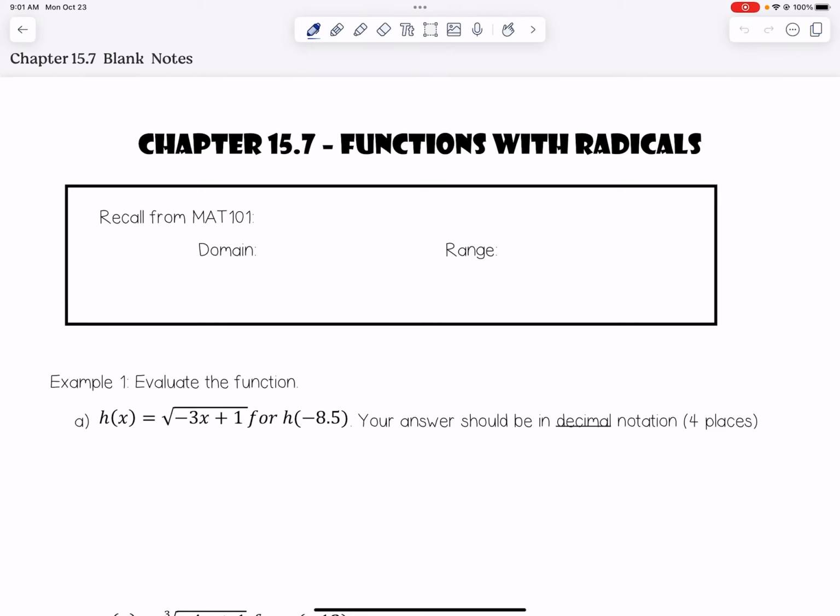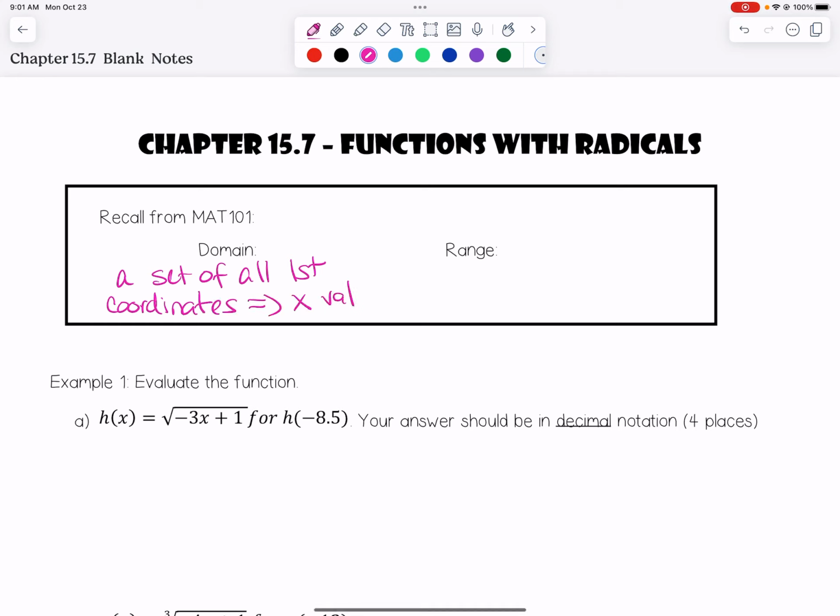All right, this is Miss Moore's chapter 15.7 from Math 102, Functions with Radicals. So we want to recall from Math 101 what the domain and the range are in our function. So the domain of a relation is the set of all first coordinates. Okay, so essentially it is the x values in our xy ordered pair, okay?